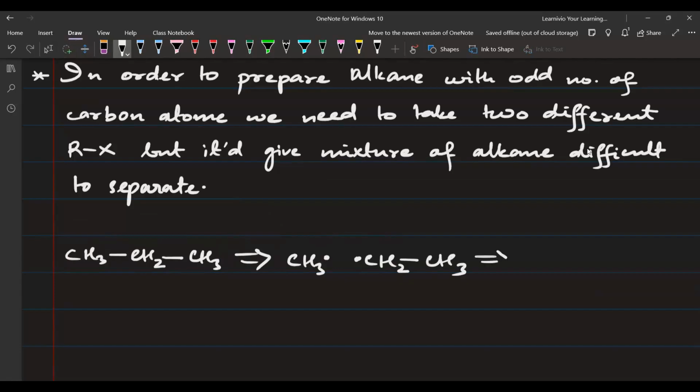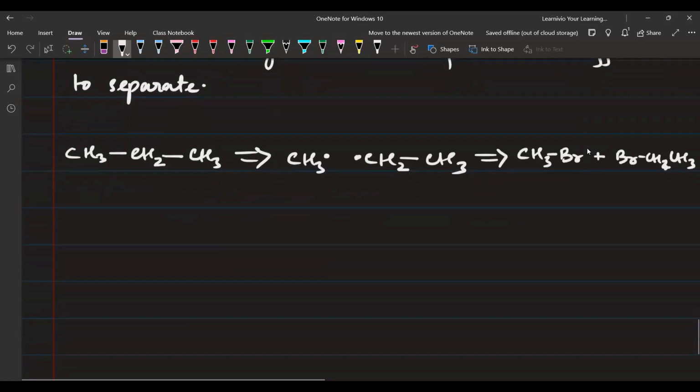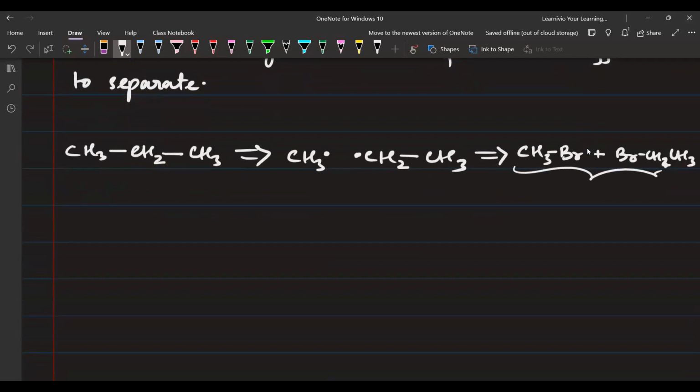And these two radicals we can have if I have CH3Br, and we have two carbon, that means CH2Br and CH3. Now let us do the Wood's reaction using these two haloalkanes. So let us suppose we are doing this reaction. तो आपके पास है CH3Br plus CH3CH2Br, in the presence of sodium and dry ether, let us see what is going to happen.